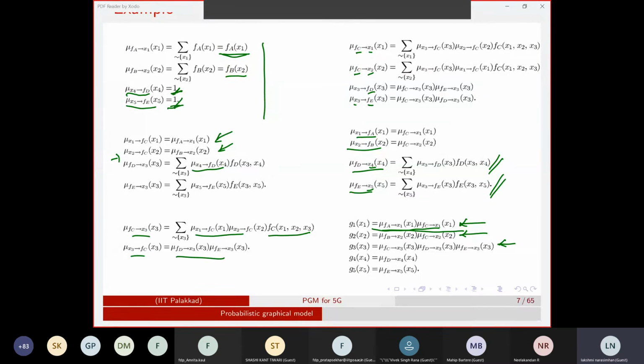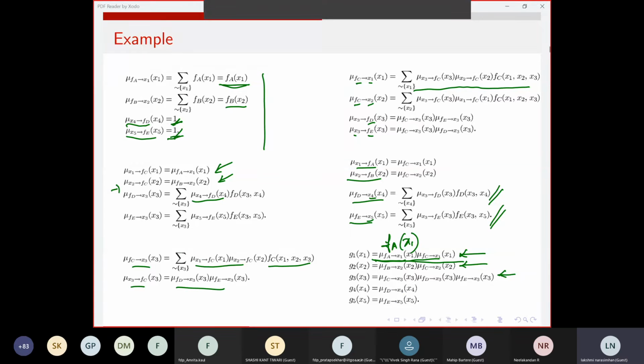So let's substitute and see what happens. If we substitute fa to x1, we first have to find out what this message fa to x1 is. The message fa to x1 is simply fa of x1. Then we have to see what fc to x1 is. So fc to x1 is what we have here. Now we have to go back and substitute what x2 to fc is. X2 to fc is this message, which is basically nothing but fb of x2.